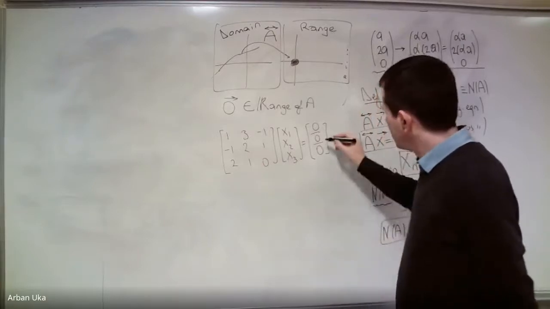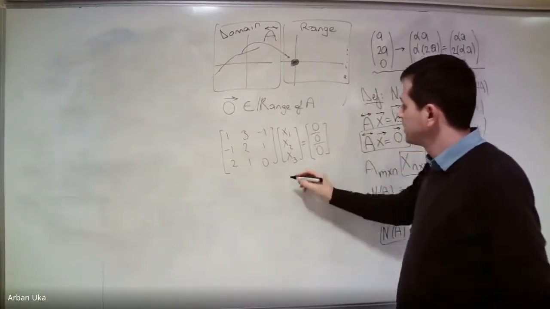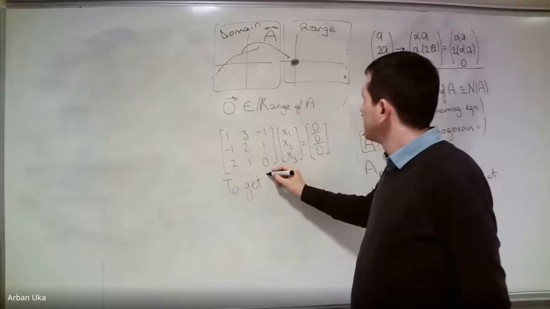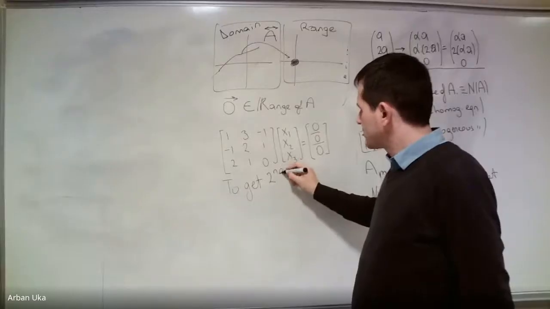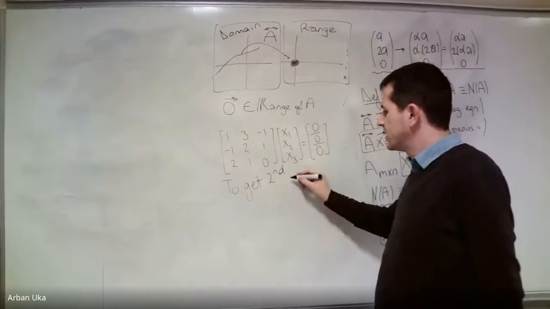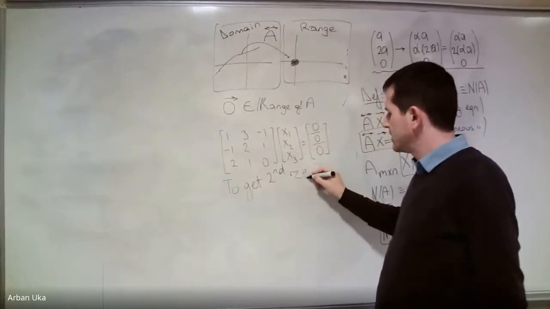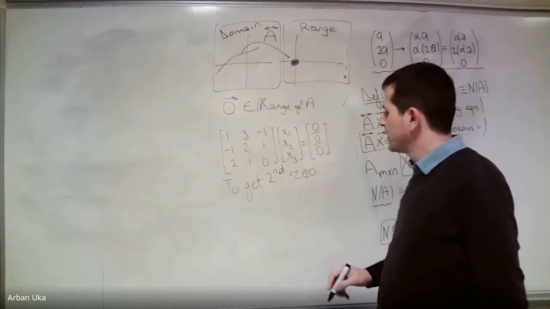Can you help me? How do we get this element? Second row multiplied by x1, x2, x3. So minus x1 plus 2x2 plus x3 equal to 0. Thanks. Okay, that's good. So I'm writing here, to get the second 0, what do we do?